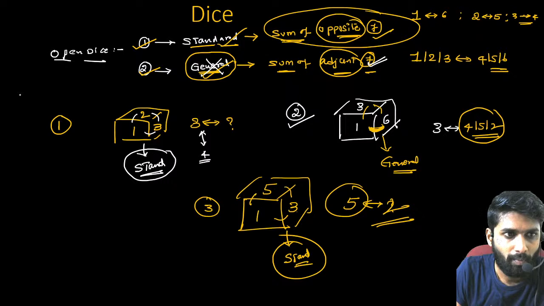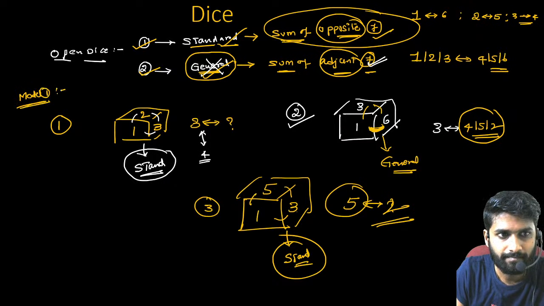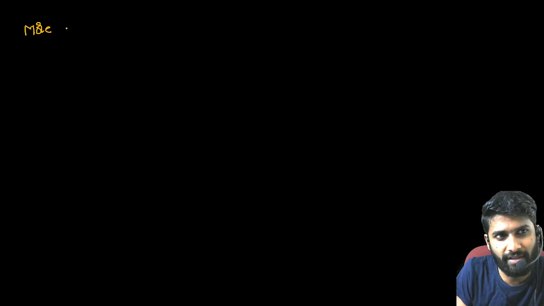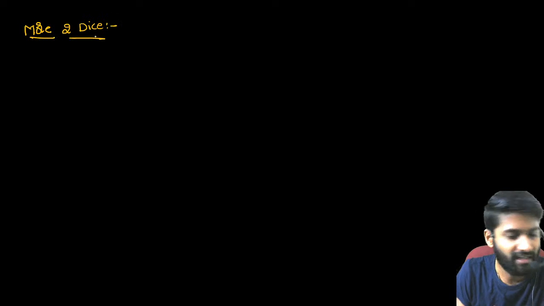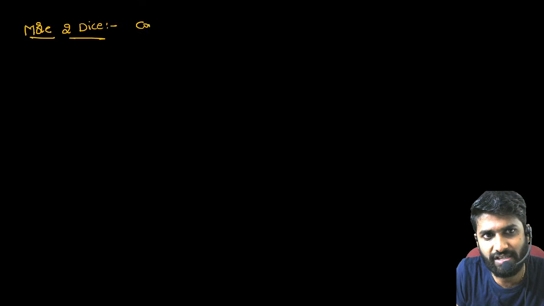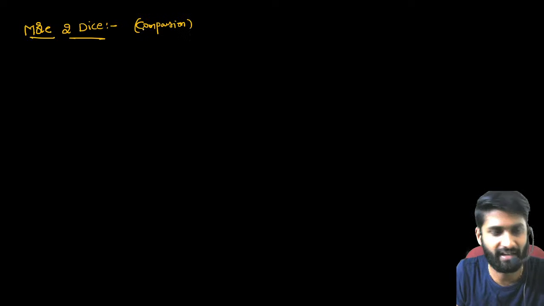So this is model number 1. Next, model 2. Sometimes they give two dice or more than two dice. If two dice are given, you just compare the dice. That is called comparison of dice.